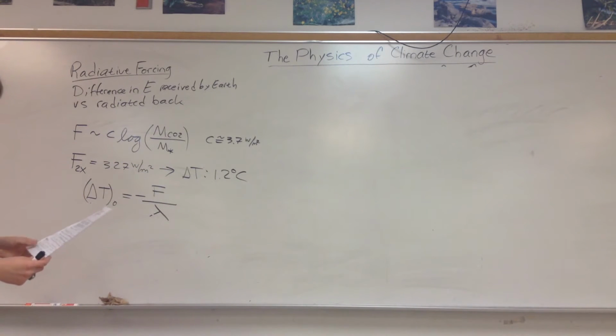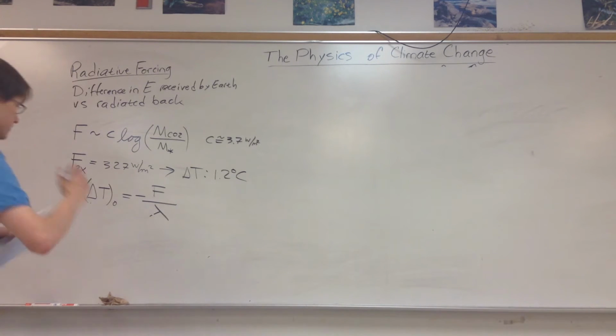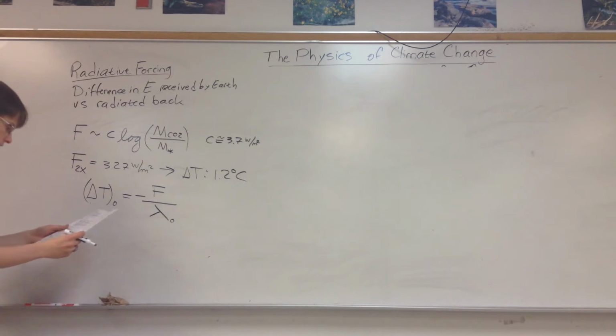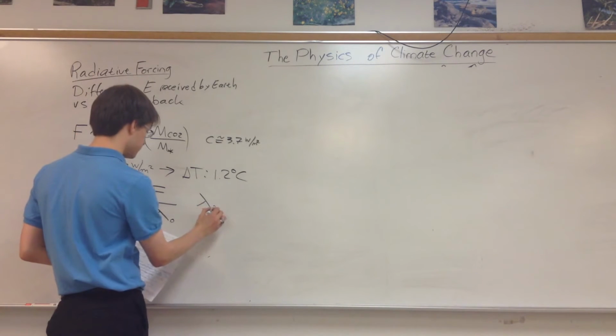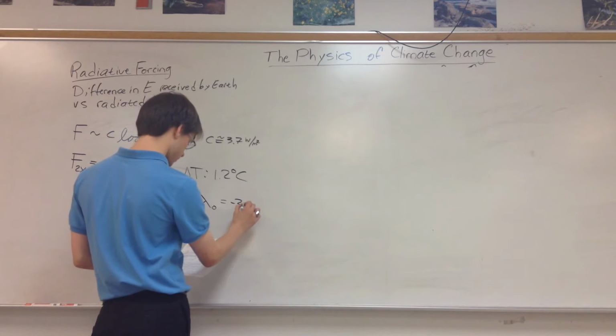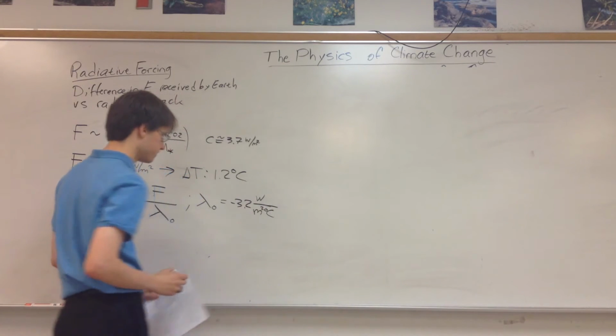So what this also tells us is what happens. Oh, I should tell you what lambda is, huh? This is lambda naught, our zeroth feedback effect. Lambda naught is equal to negative 3.2 watts per square meter degrees Celsius.